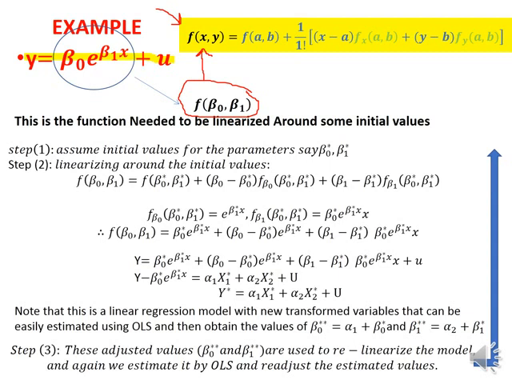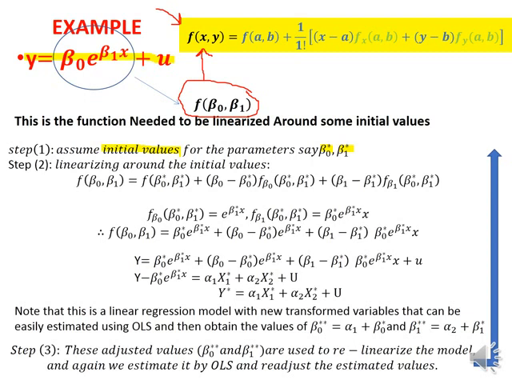Step number 1, we are going to assume some initial values for the parameters. Say they will be β0 star and β1 star: 0.1, 0.2, 0.5, 0.6, 3.8, 5.4, any two values, any initial values. Again, I'm reminding you how to find these initial values: previous experience, work, or you are just guessing, anything.